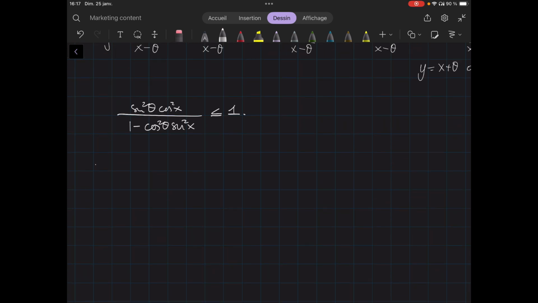So let's look at the numerator and the denominator separately. Looking at the numerator, we need to find a way to obtain the same expression in the denominator so that we can do the comparison. So we need to find a way to make cos squared theta sine squared of x show up in the denominator. Sine squared of theta, that is 1 minus cos squared of theta. Cos squared of x, that is 1 minus sine squared of x.